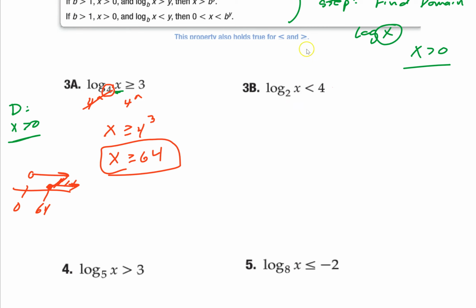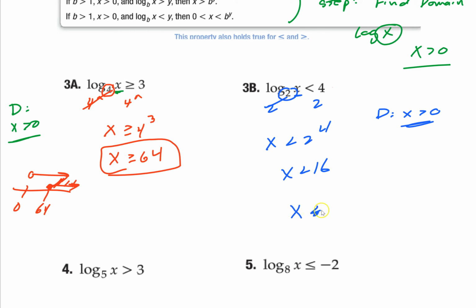So, let's do this one. All right, same thing, let's find my domain. Hey, it's another easy one. Done. Now let's solve it. Take the base of both sides. These cancel. x is less than 2 to the 4th, which is 16. So I got x is less than 16, x is greater than 0. So I'm going to be somewhere in between those two.